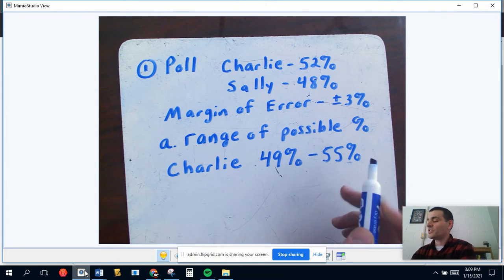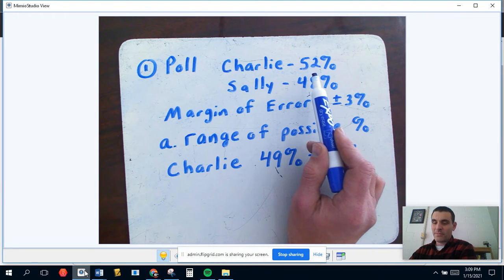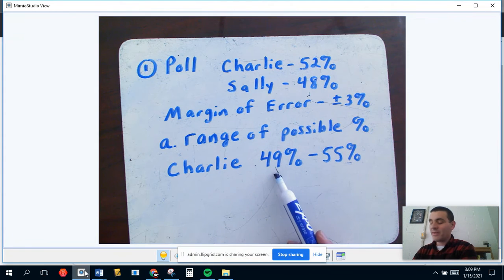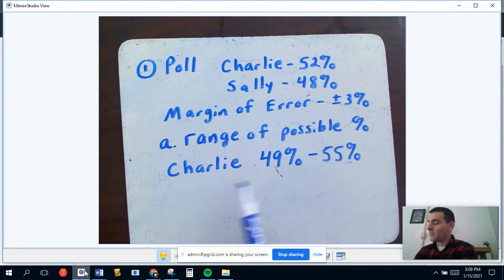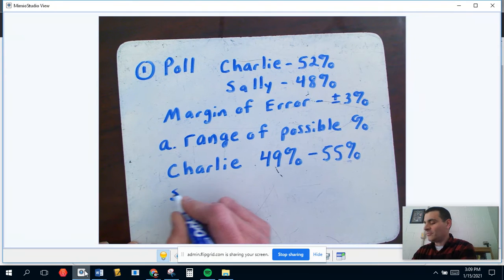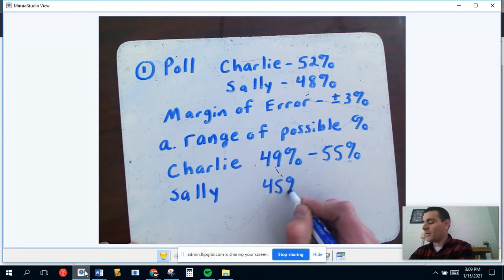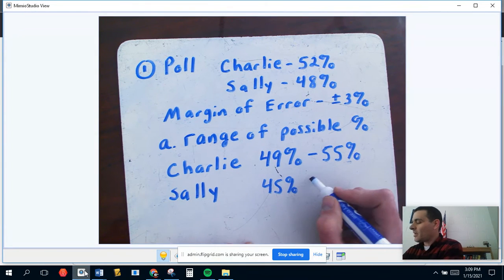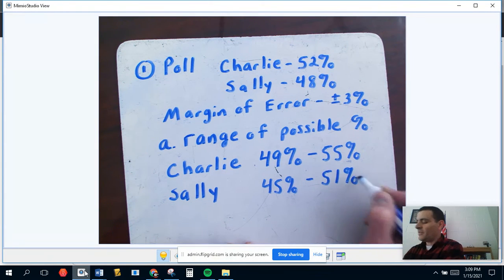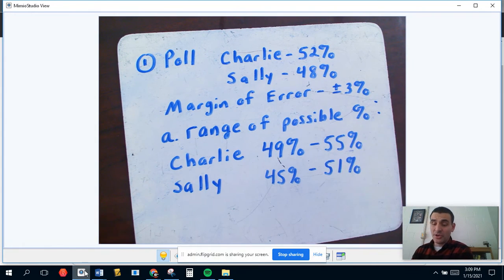If that margin of error was 3%, and it overestimated by the full 3%, which is possible, which would be one extreme, Charlie could be as low as 49. But if it underestimated him by the extreme of 3%, then he'd be 55. So Charlie would be somewhere in there. Meanwhile, Sally, on the low end, she would be 45. And I don't know if I actually said it, but all I'm doing is adding and subtracting 3. 52 minus 3 is 49. 52 plus 3 is 55. Sally did the same thing, and she is somewhere in this range. So question one, range of possible percentages, all you do is add or subtract.